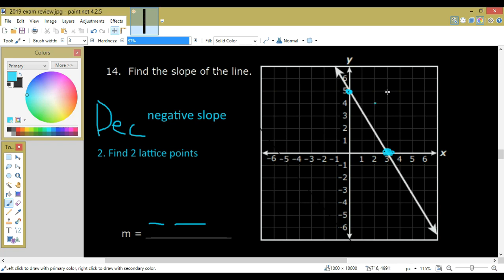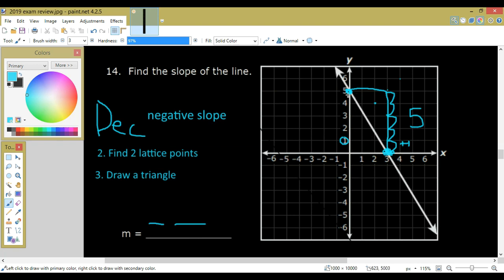This would be a lattice point. This is a lattice point. This is a lattice point. These are all lattice points, but they're not on the line, so we're not choosing those. The next step, you want to draw a triangle. After you draw your triangle, you want to count the rises. But let's first see how much each square is worth. These squares are worth 1 each. So 1, 2, 3, 4, 5. It rose 5. And let's see how many it ran.